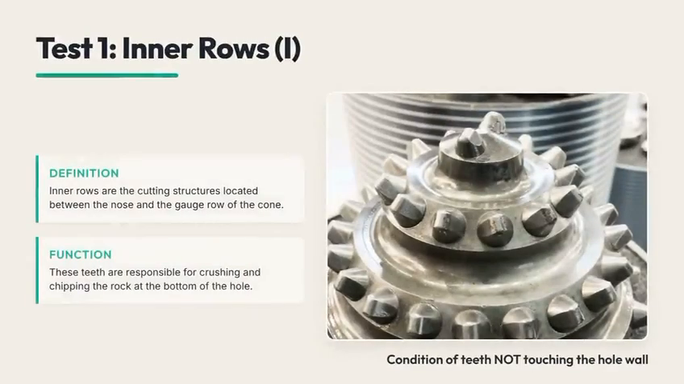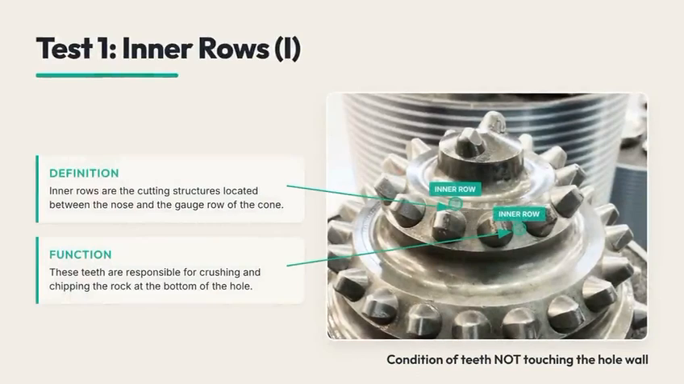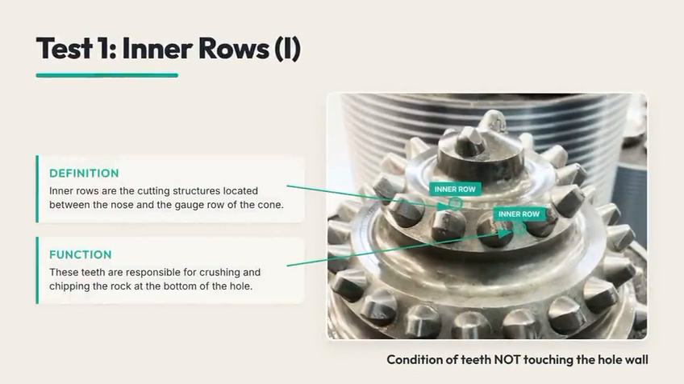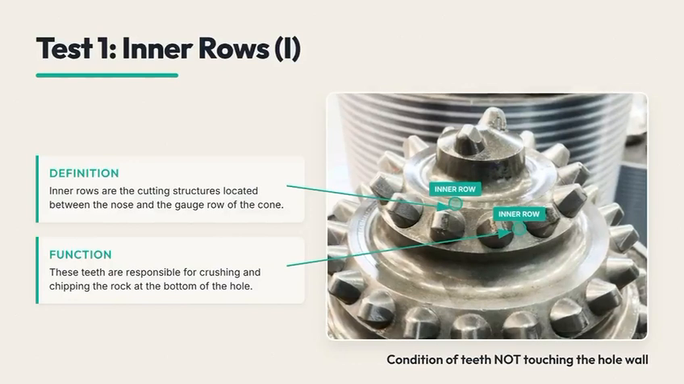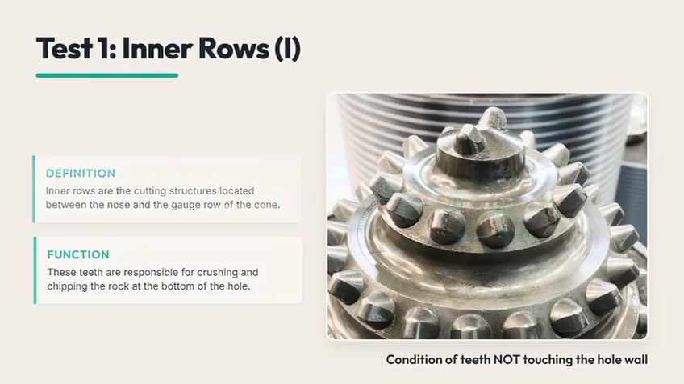To grade the inner rows, you must examine all the teeth located between the nose of the bit and the gauge row. We use a graduated scale from 0 to 8. A grade of 0 means the teeth are in new condition with no loss of height. As the teeth wear down through abrasion or damage, the grade increases. A grade of 8 indicates a total loss of the tooth height.